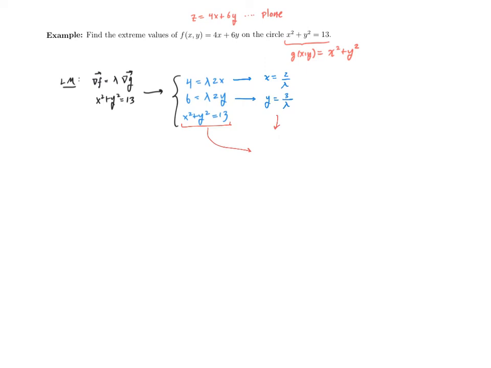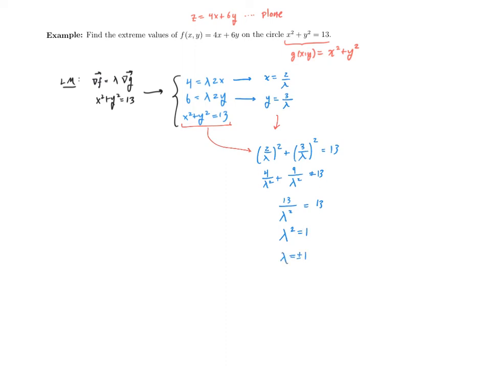So substituting into the constraint, we would have x squared plus y squared is 13. So working through this, 4 over lambda squared plus 9 over lambda squared is 13. So that 13 over lambda squared is 13. And lambda squared is equal to 1.